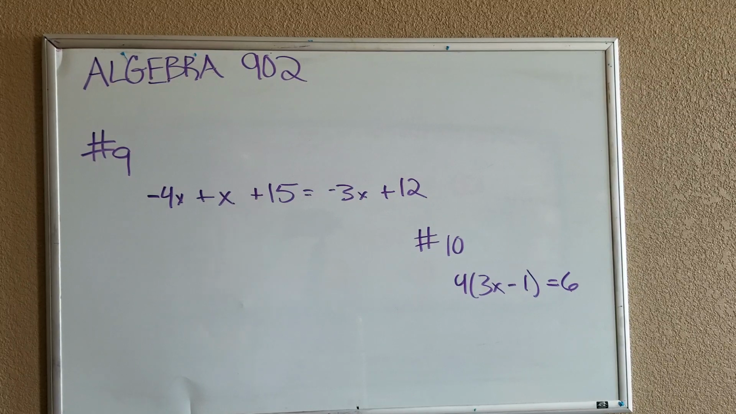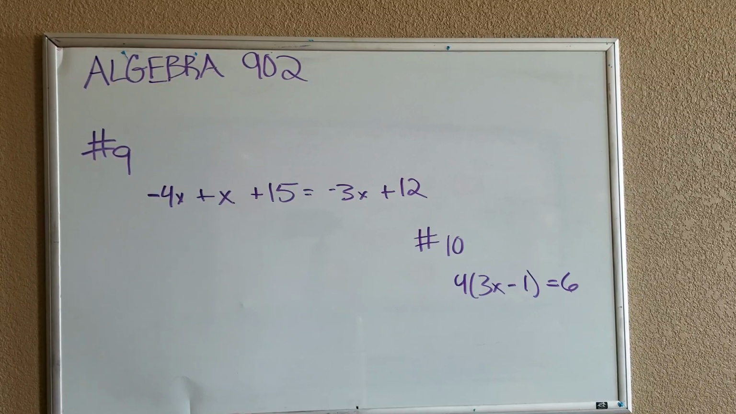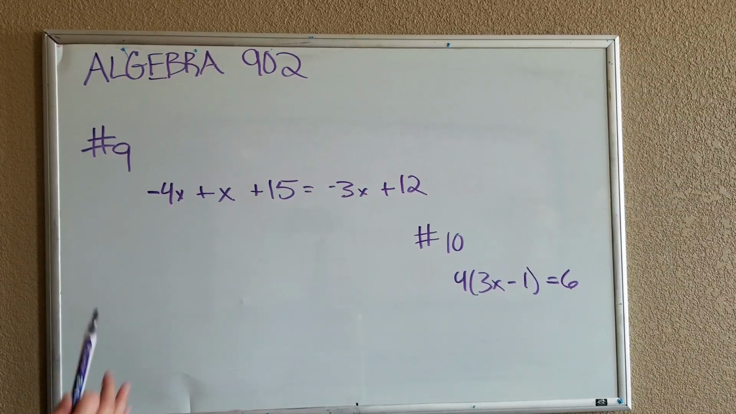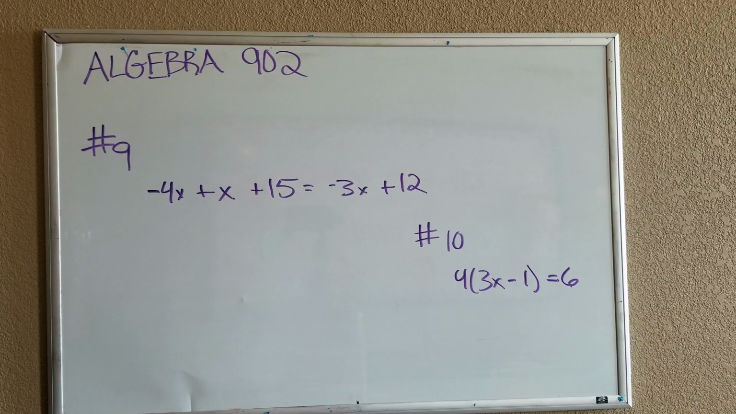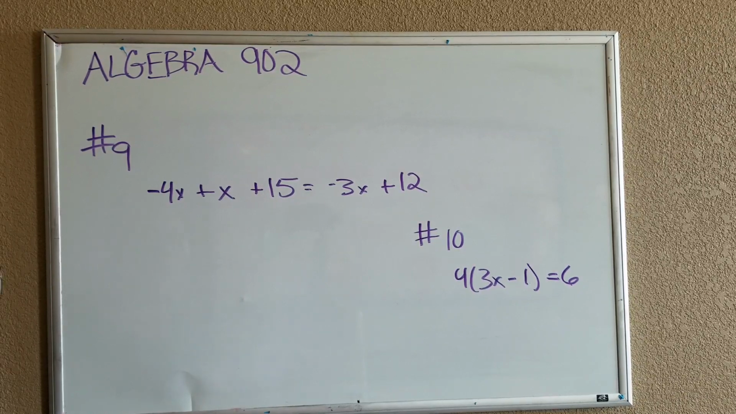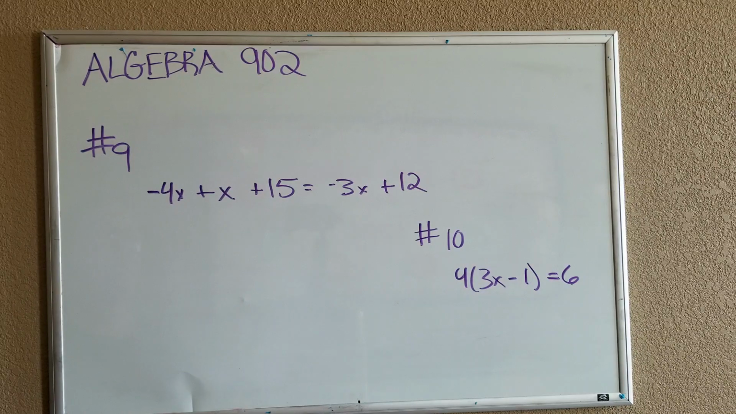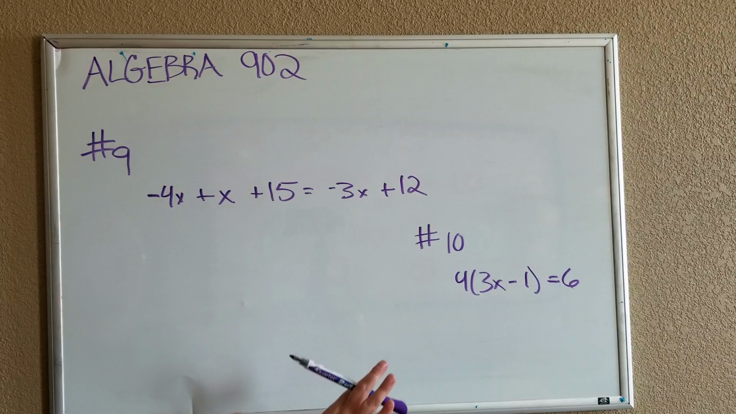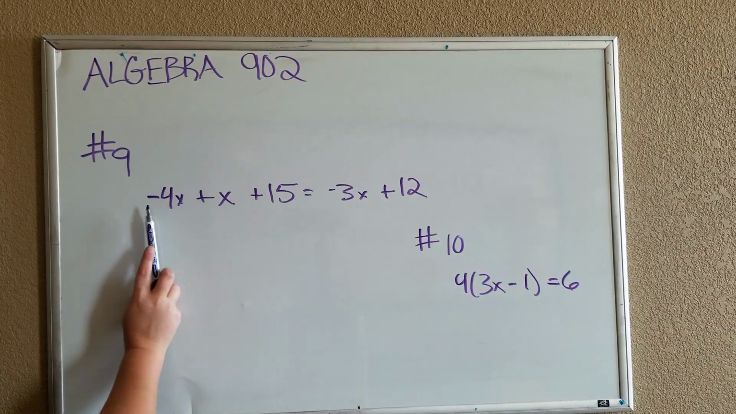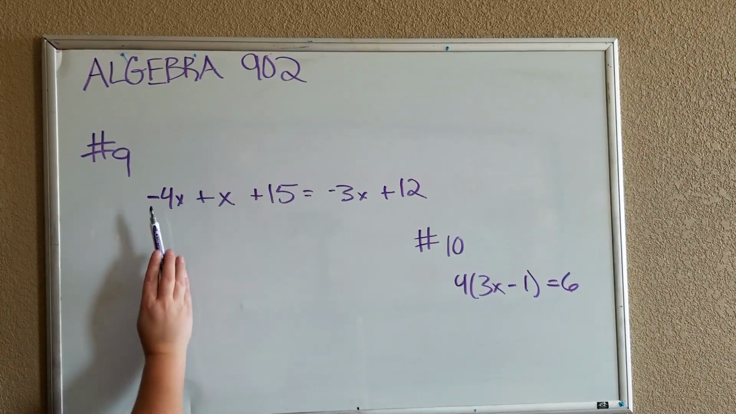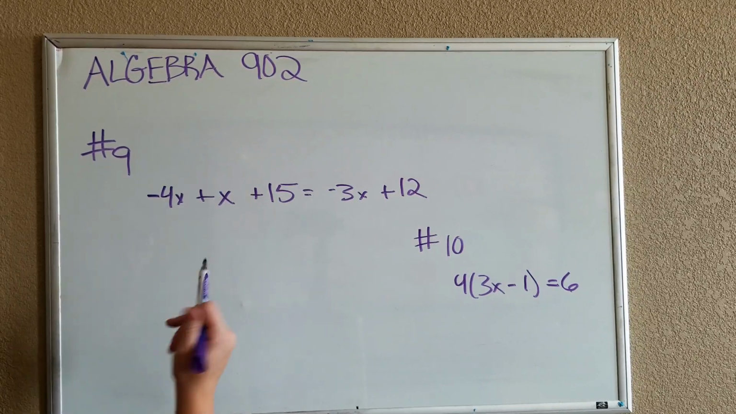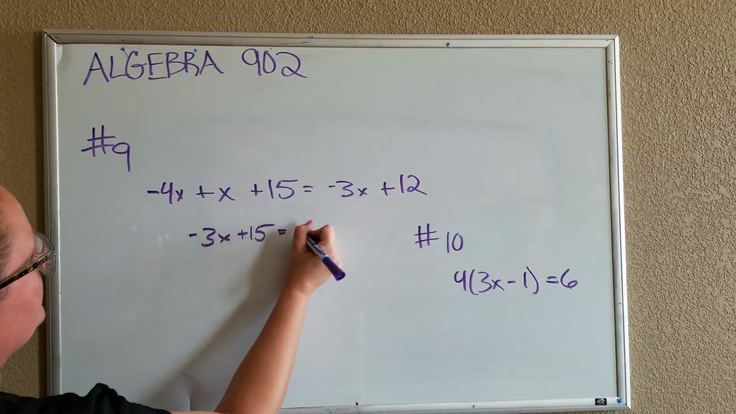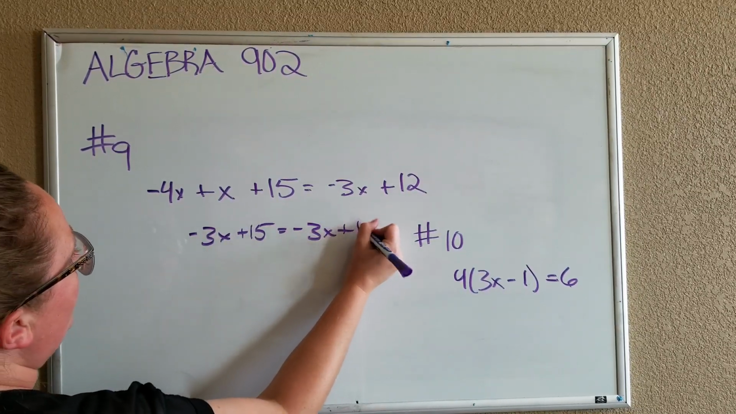All right, number 9. Now they're actually going to give you an equation with more than one variable. There's 3 different terms of variables here, okay? So they're going to give you a variable on both sides. So first off, you need to check and see if anything can be combined on this side or that side. So on this side, see there's a negative 4x, plus x. So that can go ahead and be combined. Negative 4 plus 1 is a negative 3x plus 15 equals negative 3x plus 12.